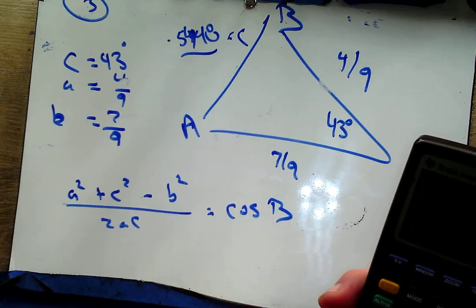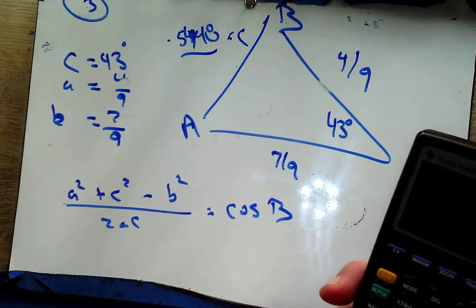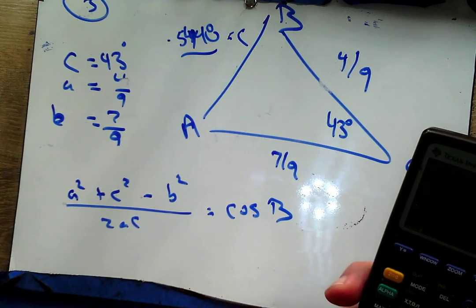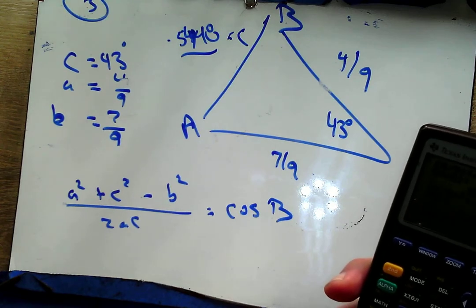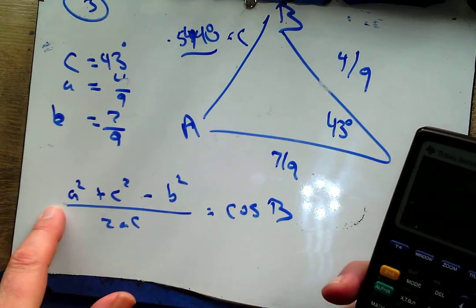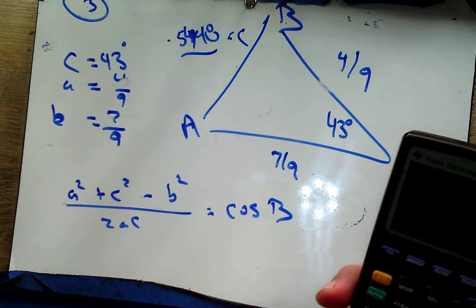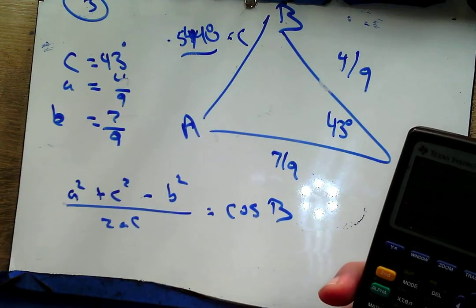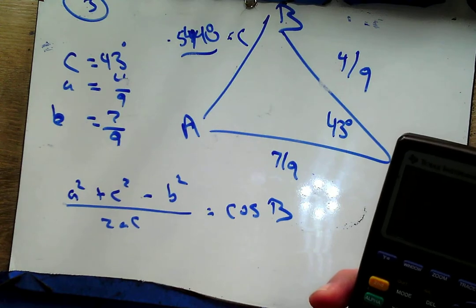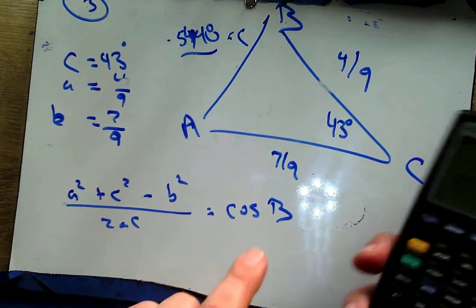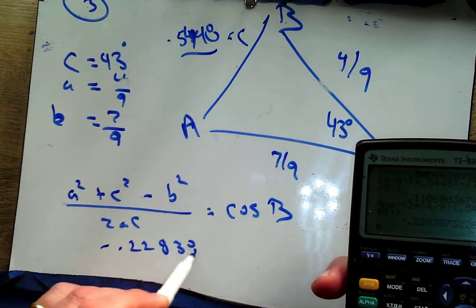0.5448 squared minus B squared, 7/9 squared. And then I'm going to take that number and divide by a whole bunch of stuff, so don't forget parentheses: 2 times our A value, which is 4/9, times our C value, which is 0.5448, and close those parentheses. I end up with cosine B equals negative 0.2283873.